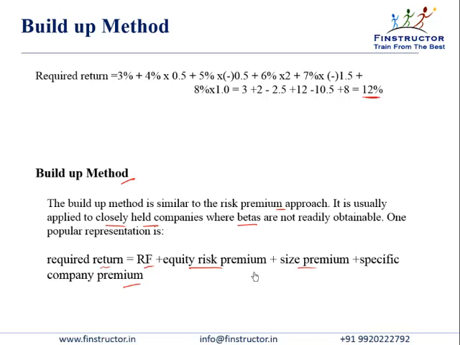In the other methods also we applied similar premiums, but we first calculated an average and then we saw this company's sensitivity to that average. It could be higher or it could be lower, it could be positive or negative.